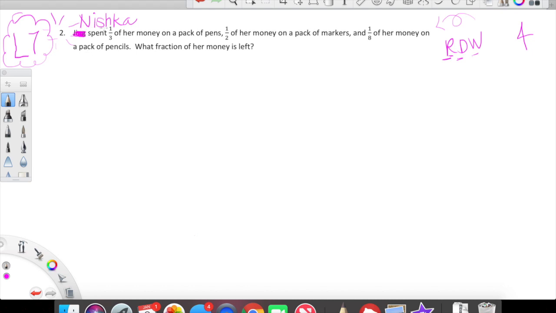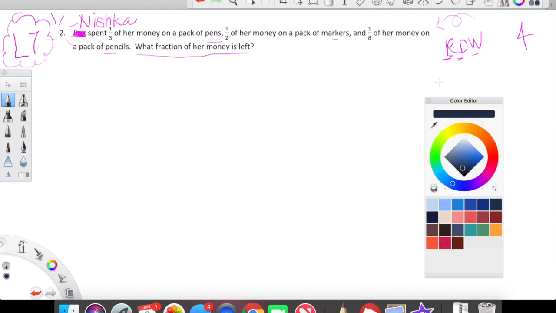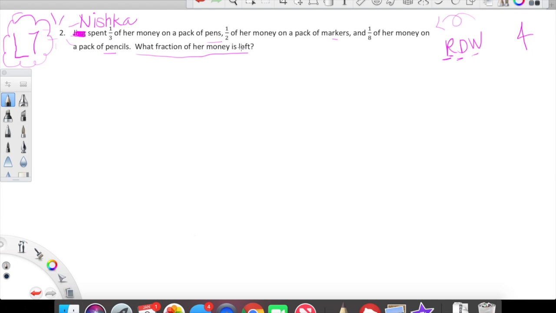Nishka, our very own, spent 1/3 of her money on a pack of pens, 1/2 of her money on a pack of markers, and 1/8 of her money on a pack of pencils. What fraction of her money is left? I think this problem is really interesting because we're not looking for how much money is left. We're looking for what fraction of her money is left.